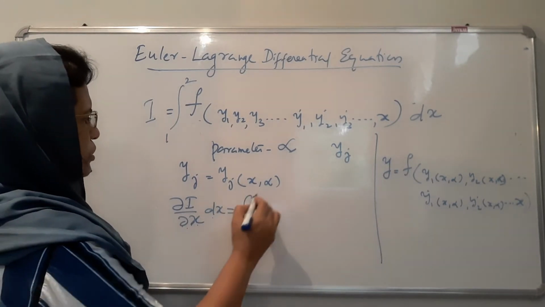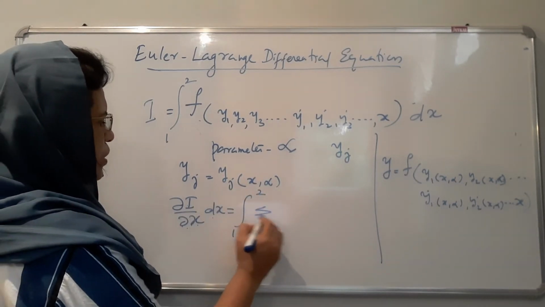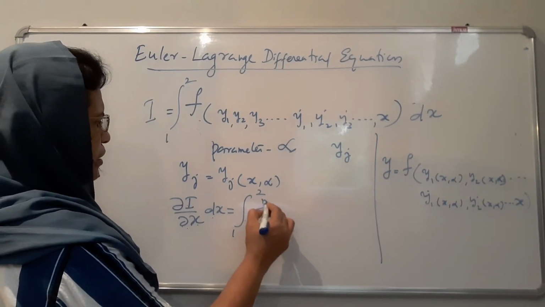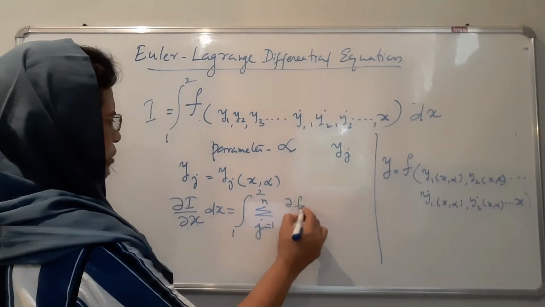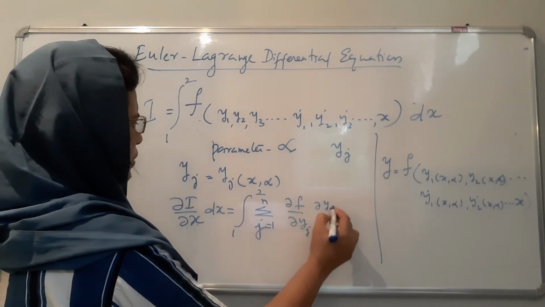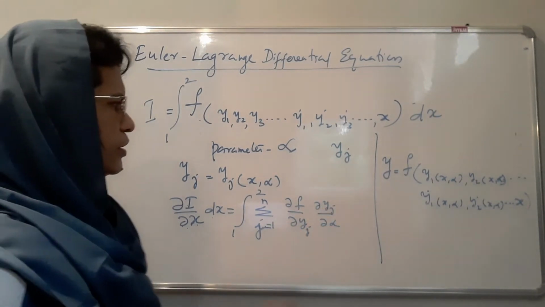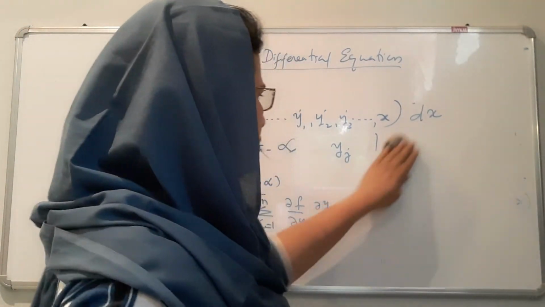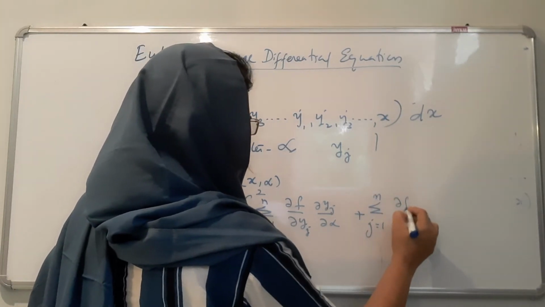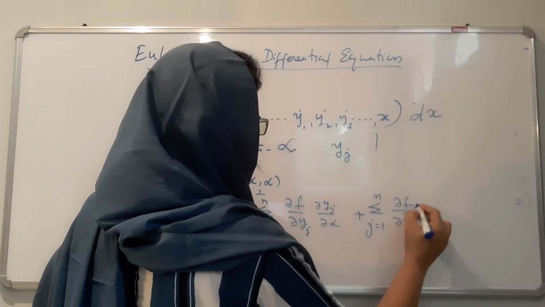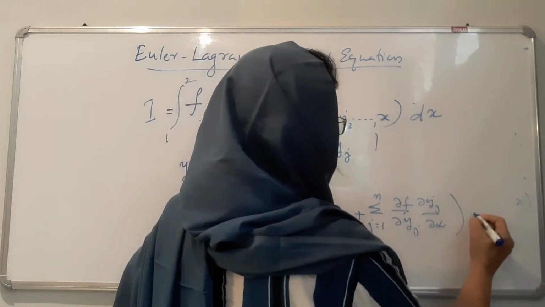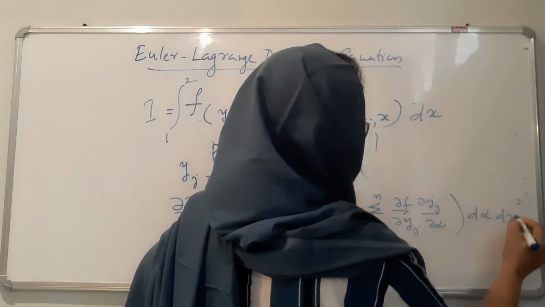That is the integral from 1 to 2 of sigma j is equal to 1 to n, dou f by dou yj into dou yj divided by dou alpha, plus sigma j is equal to 1 to n, dou f by dou yj dot into dou yj dot divided by dou alpha, into d alpha into dx.